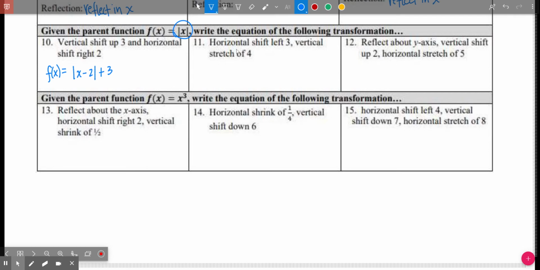In number 11, a horizontal shift left 3, so I'm going to add 3 inside, and a vertical stretch of 4, so I multiply by 4 outside.